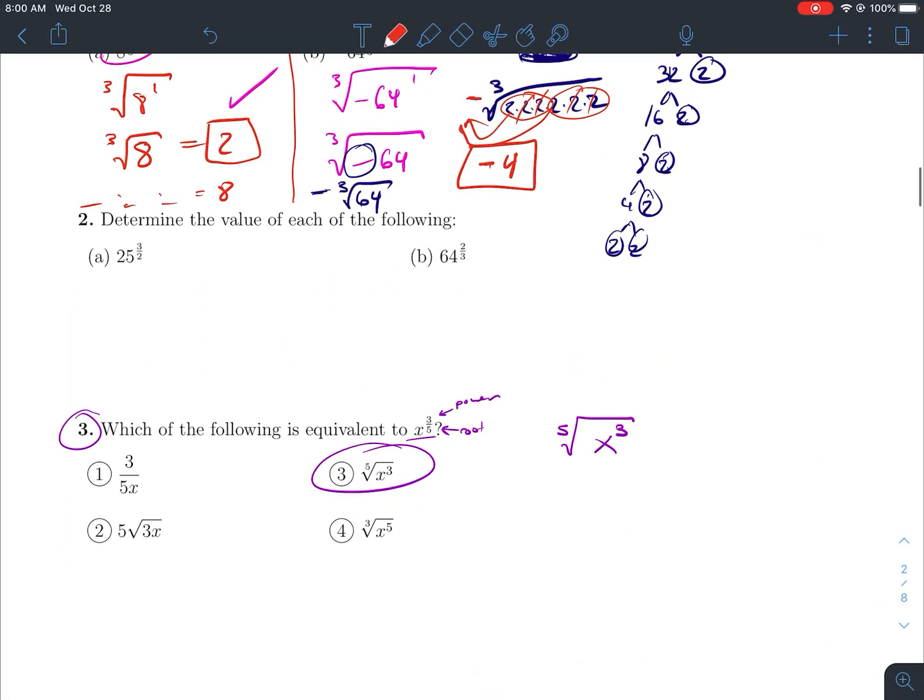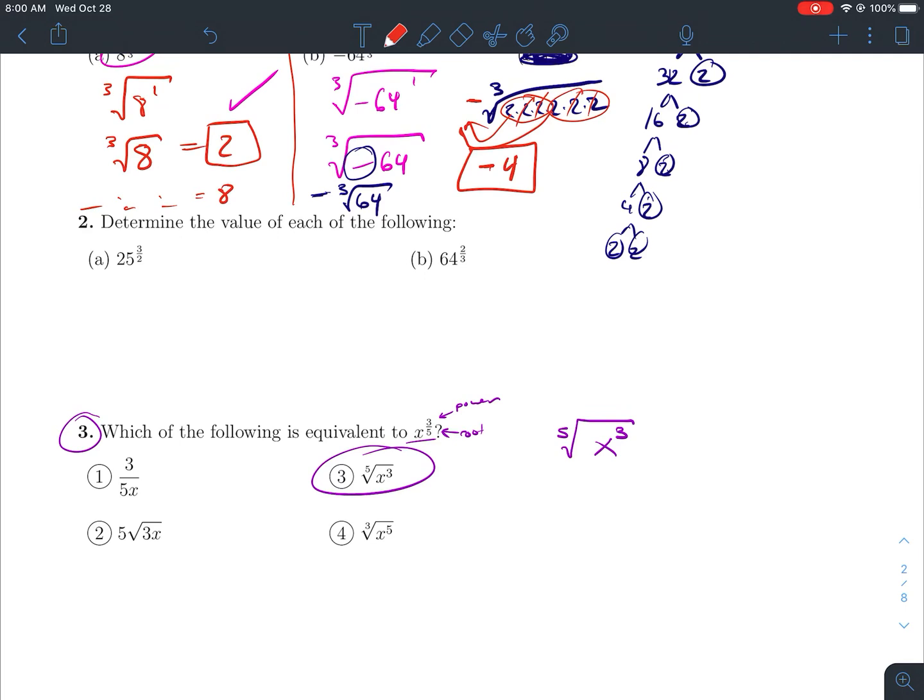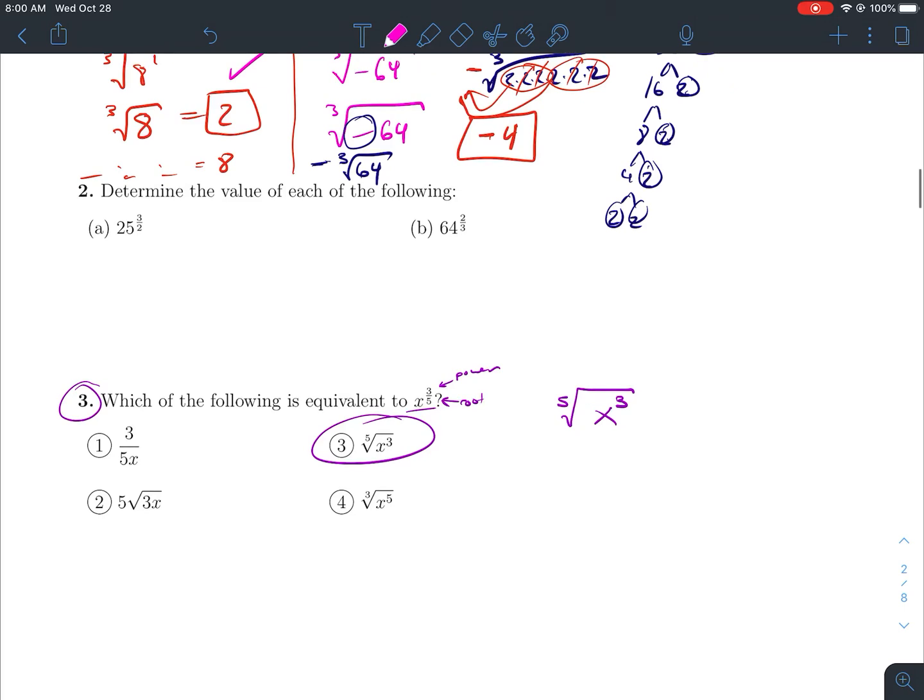All right, determine the value of each of the following. All right, 25 to the 3/2. Oh man, okay, things are getting worse for us here. So 25 to the 3/2. Okay, so 25 to the 3rd power, and then the second root.